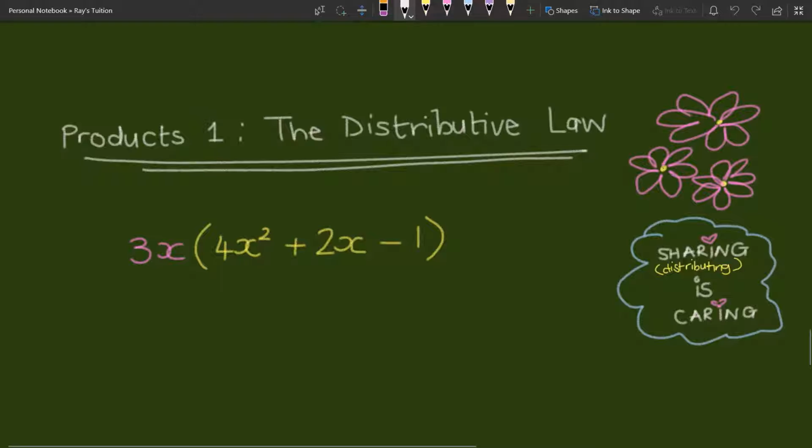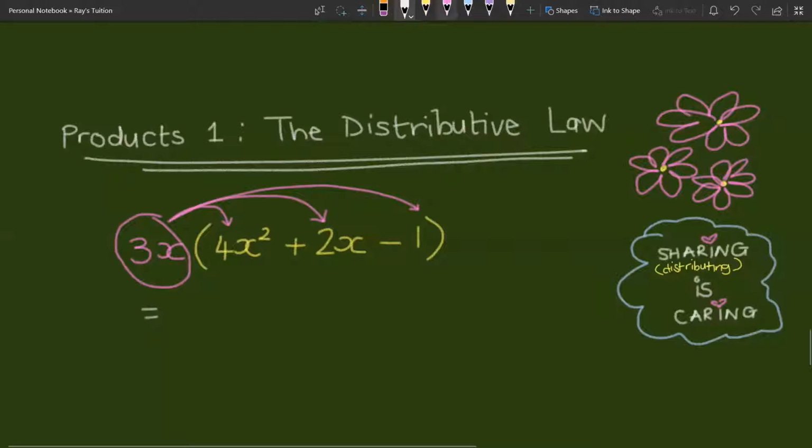In this video, we're having a look at how to use the distributive law. What we need to use the distributive law is that we usually have some term being multiplied by a bracket with more than one term. How the distributive law works is that we distribute, or multiply, that term outside the bracket with every single term inside the bracket. That is basically the distributive law in a nutshell.